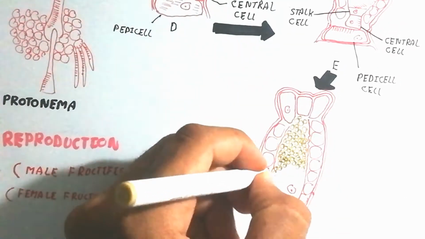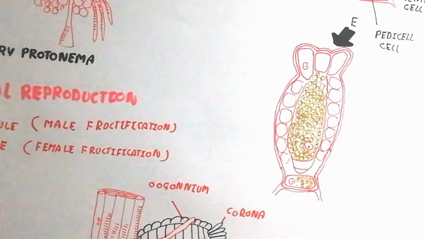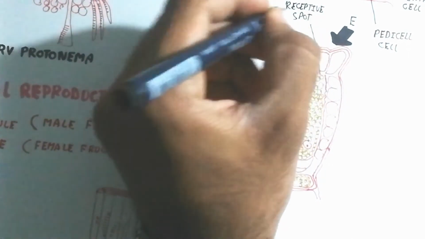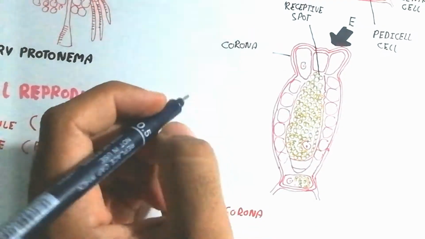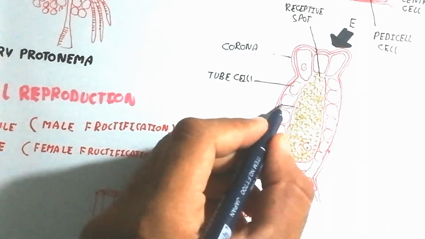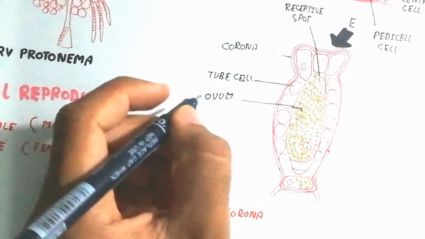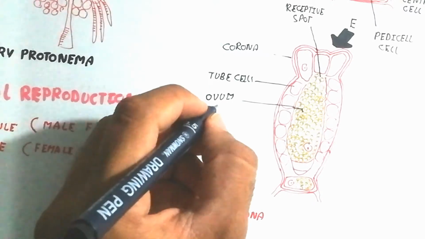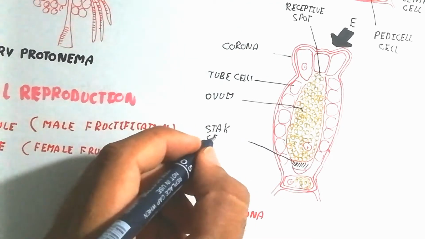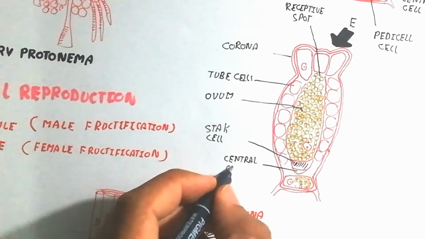So here is the basic diagram of the female fructification, known as nucleus. The central cell is present over here, and here is the oogonium. The ovum is present, which is a hollow structure containing an egg, and that egg is responsible for fertilization when the antherozoid enters from the antheridium. Here are the tube cell, the ovum and the stack cell, and the central cell and pedicel cell are shown in the figure.